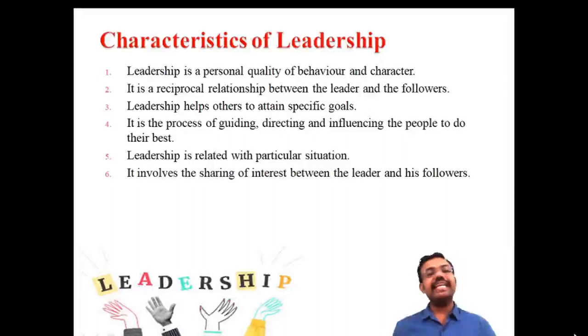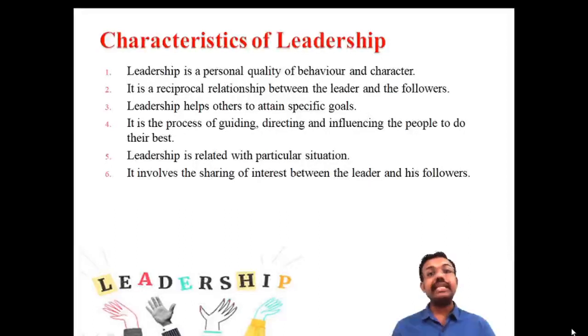And the fifth one, it is related to a particular situation. Leadership is always related to a particular situation, how you react and how you behave in a particular situation. Suppose there is a complex situation in your organization, and how the leaders take action. One important example is Mahendra Singh Dhoni, the captain of India, who led the Indian team to achieve a lot of meritorious results.